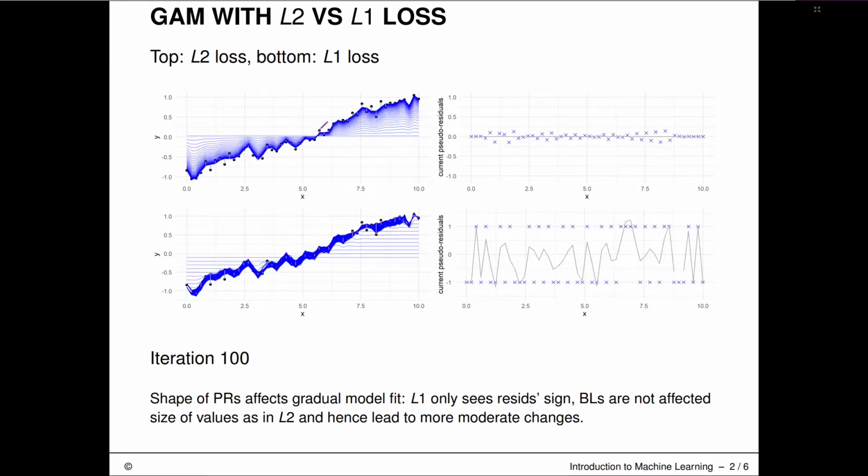So this is after 100 iterations, where through both loss functions in gradient boosting, we are now fitting, let's say, quite well to the underlying structure of the data.